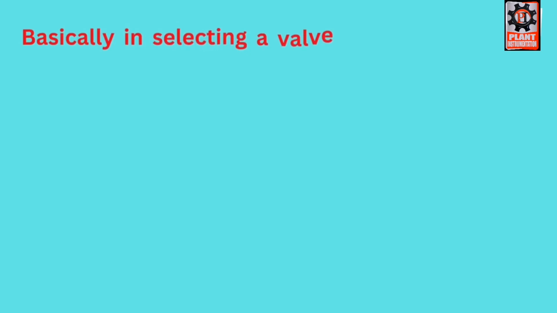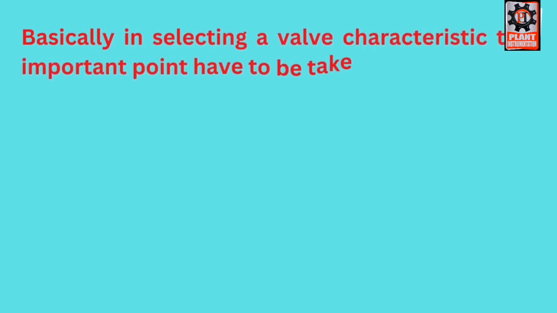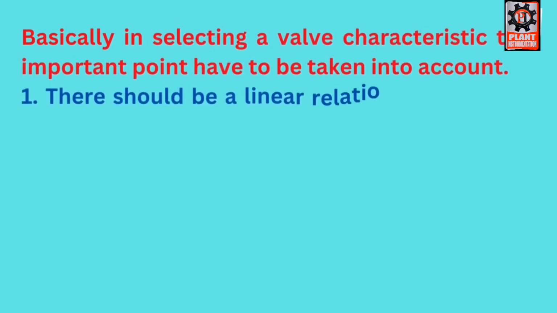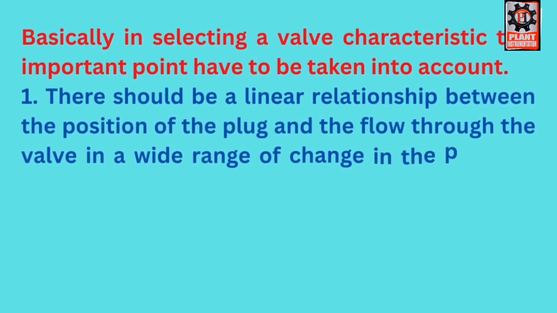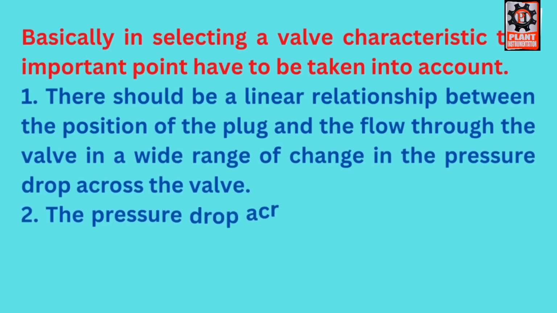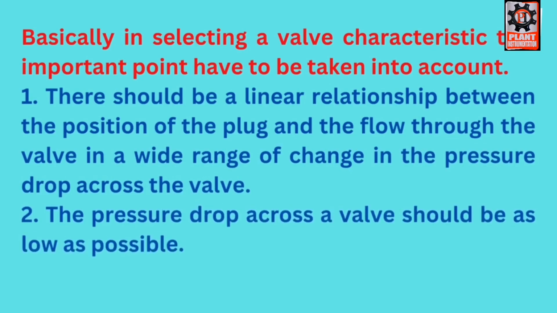Basically, in selecting a valve characteristic, two important points have to be taken into account. There should be a linear relationship between the position of the plug and the flow through the valve in a wide range of change in the pressure drop across the valve. The pressure drop across a valve should be as low as possible.